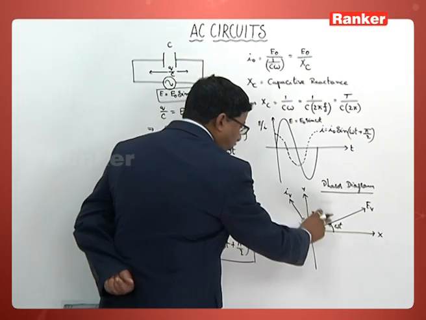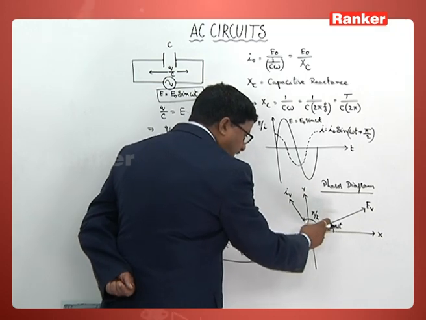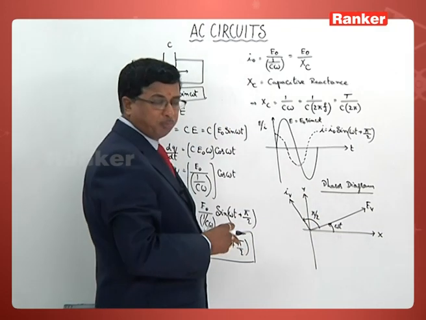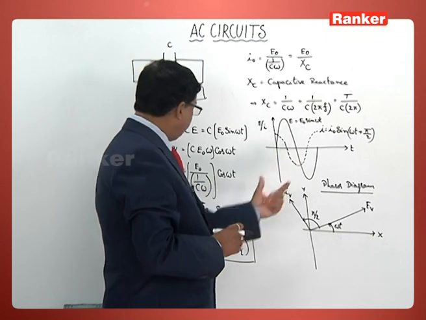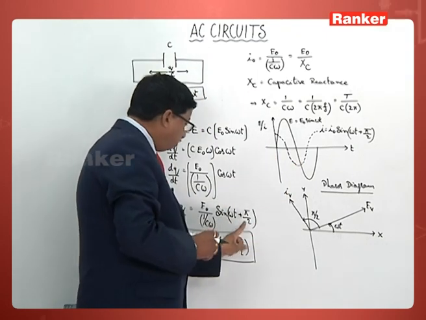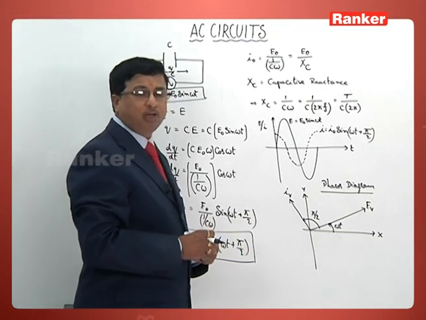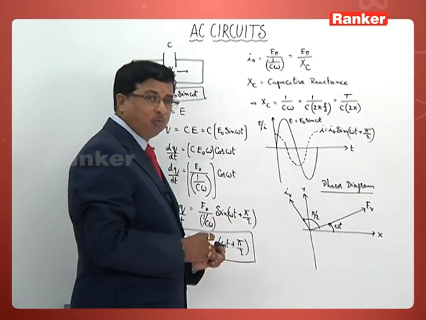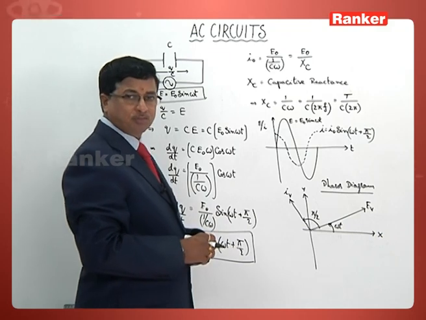So, what will be the total phase over here now? Omega t plus pi by 2. So, this is actually the phase angle here, this is the phase angle here. Phase difference between them is now going to be pi by 2 radian as such.